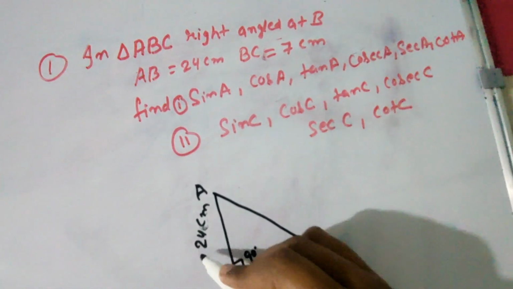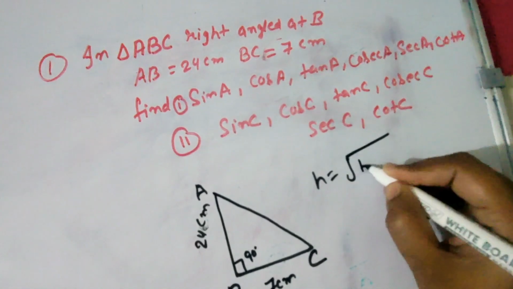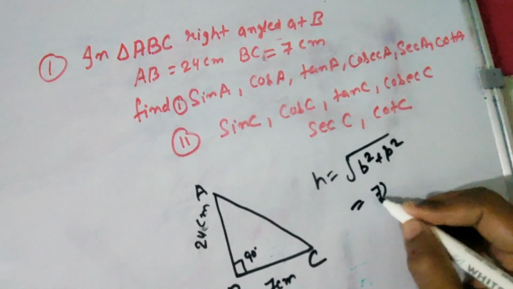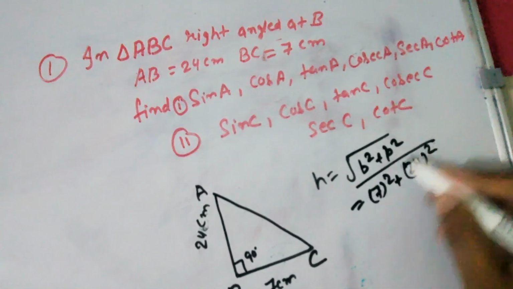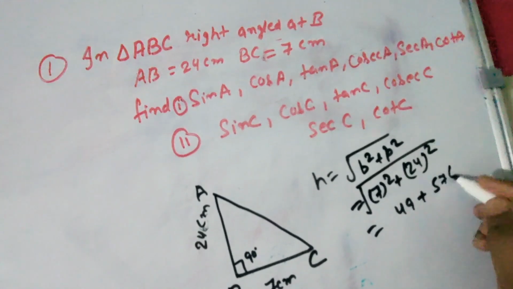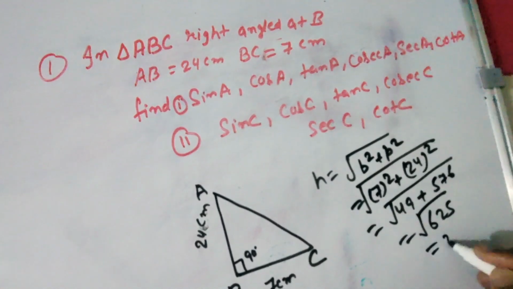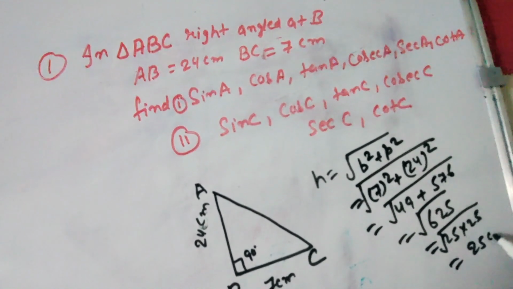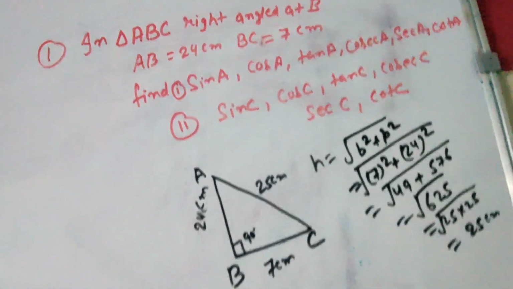This is the base, this is the perpendicular. Hypotenuse is what? Under square root of base square plus perpendicular square. Base is 7, so 7 square. Perpendicular is 24, so 24 square. 7 into 7 is 49, 24 into 24 is 576. Square root of 625. Here 25 into 25, so the square root is 25 centimeters. This means the hypotenuse value is 25 centimeters.